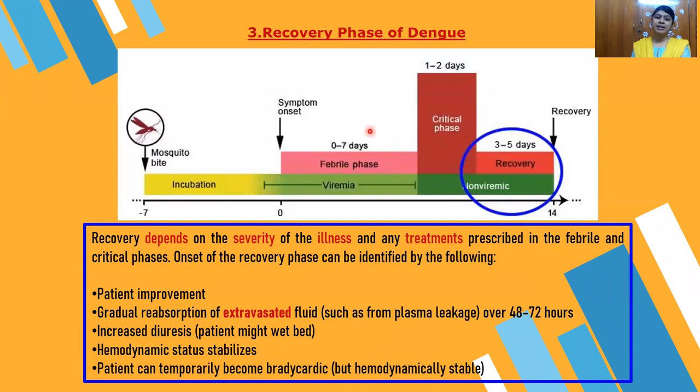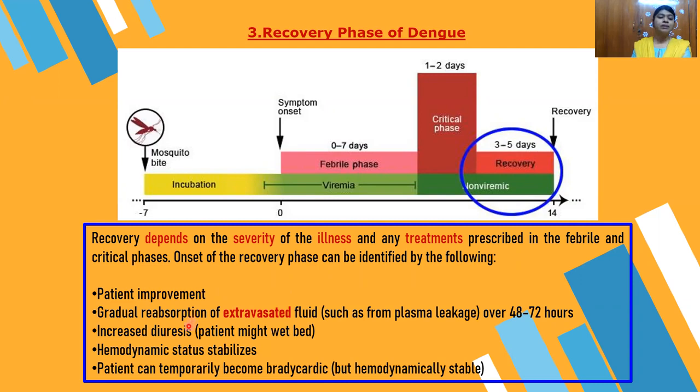The last phase of dengue is the recovery phase, where the patient is going to recover from the dengue infection. The recovery in this phase depends upon the severity of the infection and the treatments prescribed during the febrile as well as the critical phases. The recovery phase can be identified by looking at the patient's improvement.